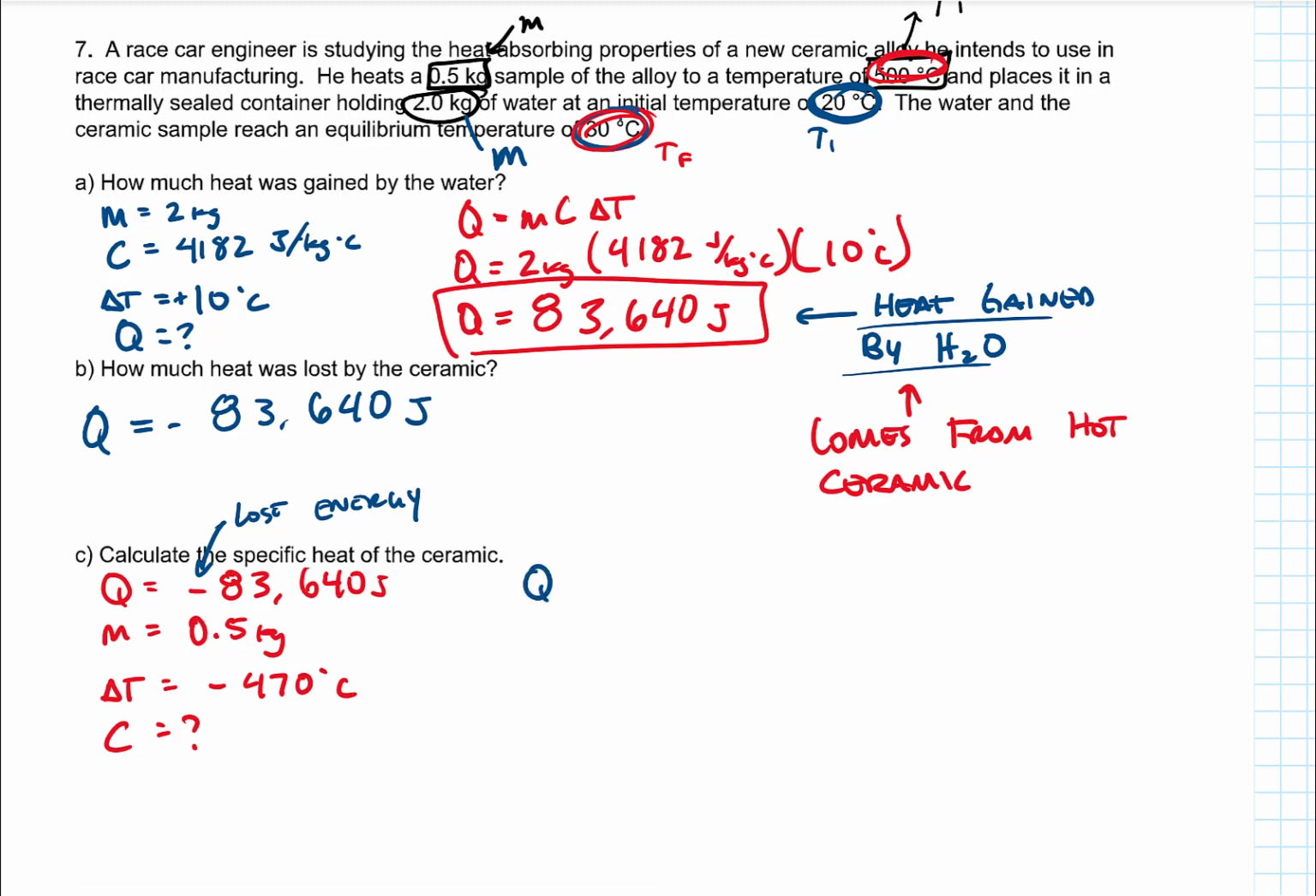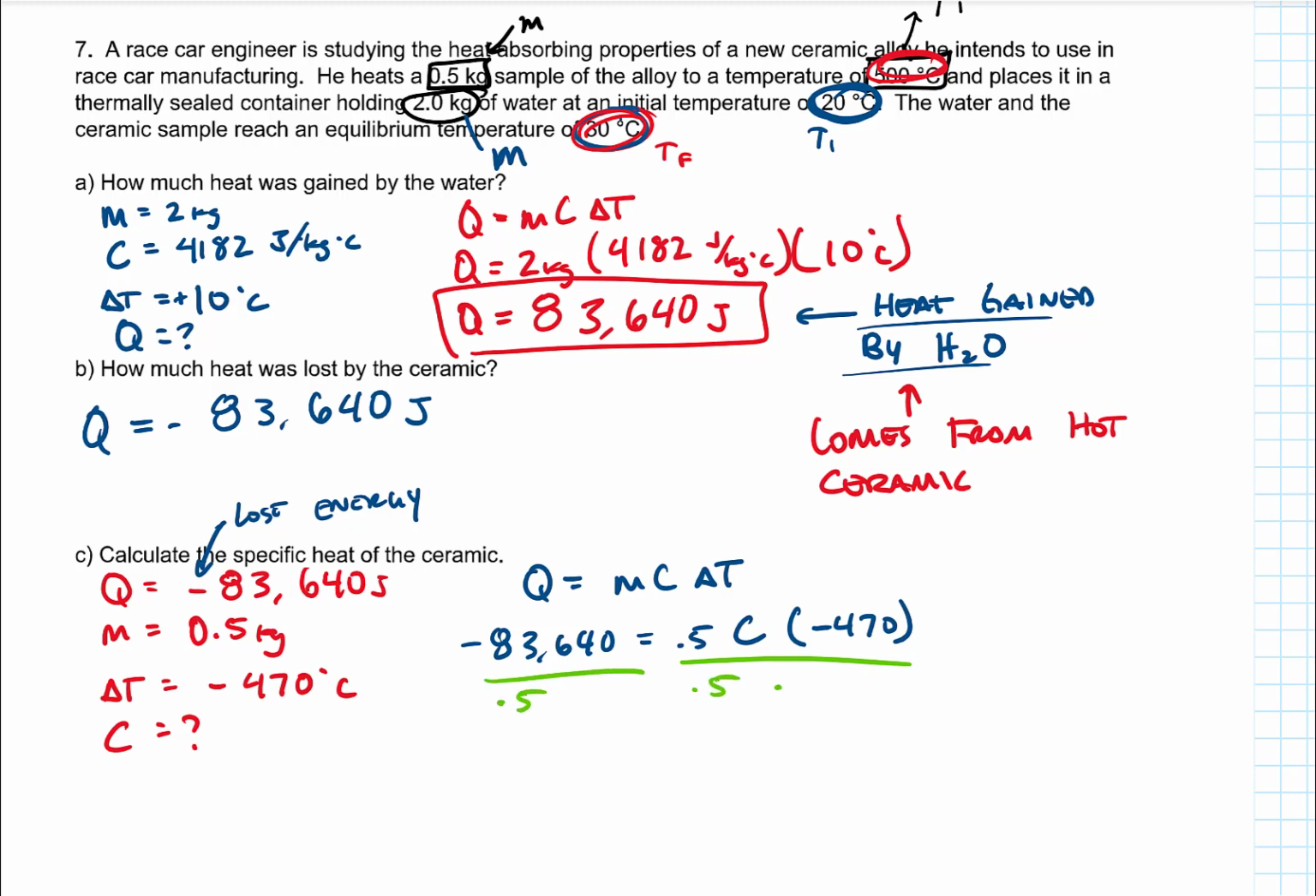So, Q equals mc delta T. We have everything except for C, so negative 83,640 joules is equal to the mass, 0.5 times C times delta T, which is negative 470. We're going to take and divide both sides by 0.5. We're going to divide both sides by negative 470. 0.5 goes away, negative 470 goes away.